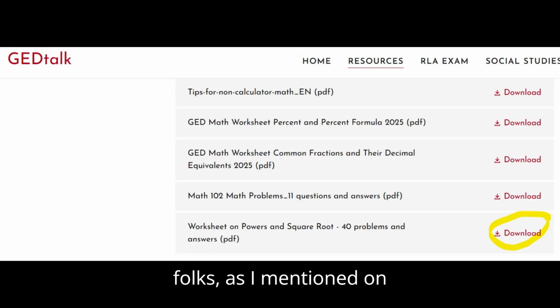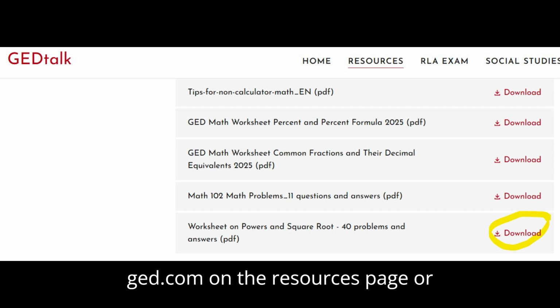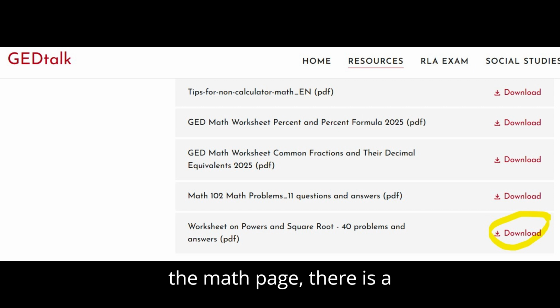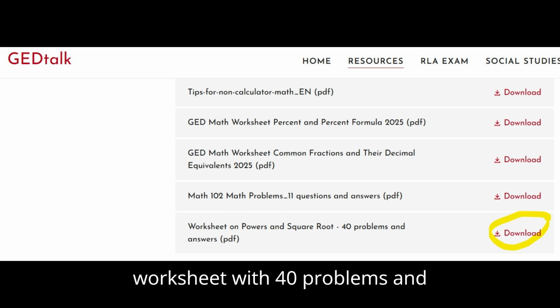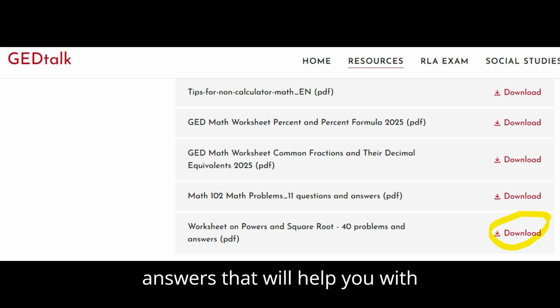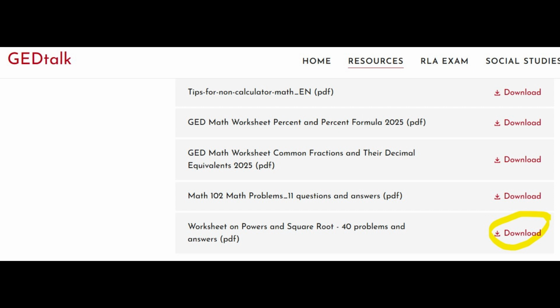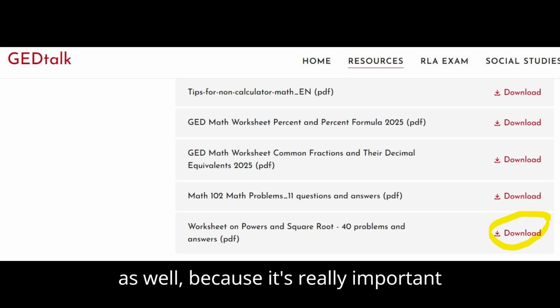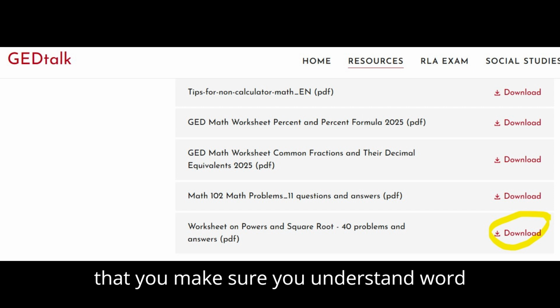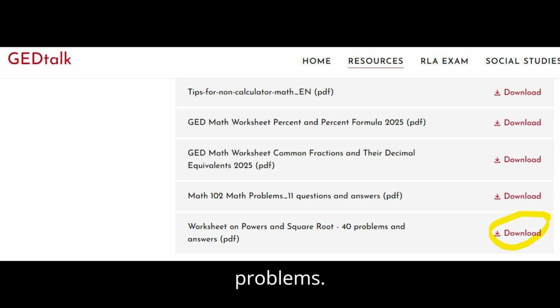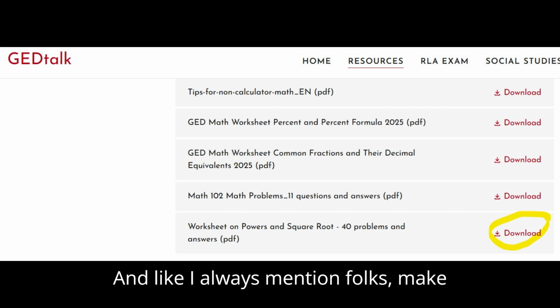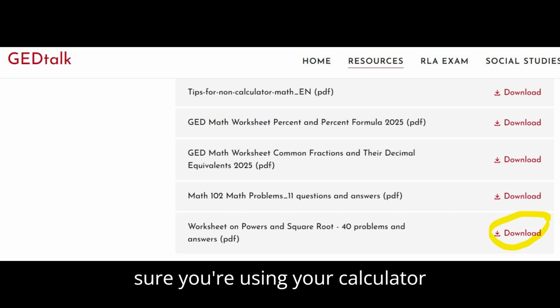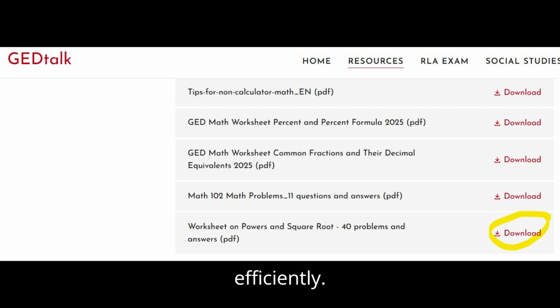So folks, as I mentioned on GED.com, on the resources page or the math page, there is a worksheet with 40 problems and answers that will help you with powers and square root numbers. There are 10 word problems in there as well, because it's really important that you make sure you understand word problems. And like I always mention, folks, make sure you're using your calculator efficiently.